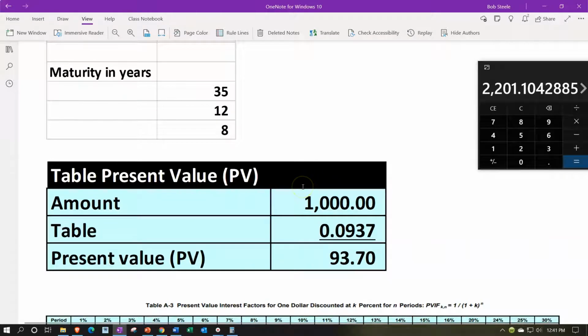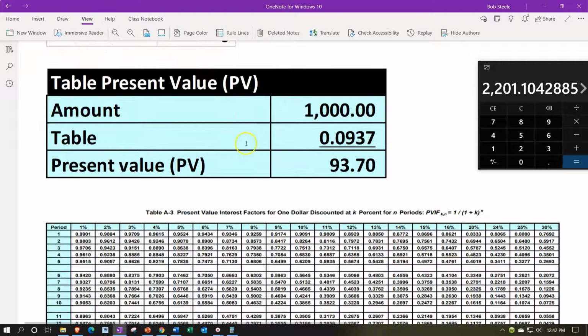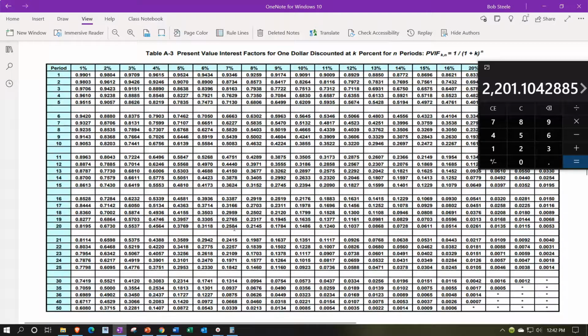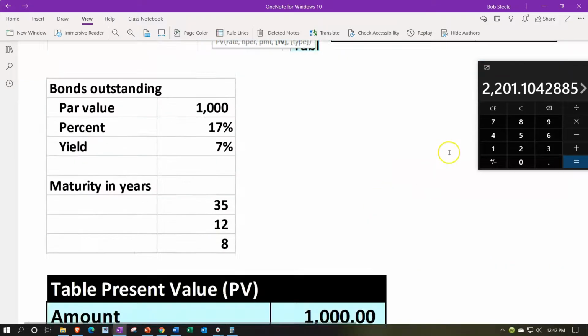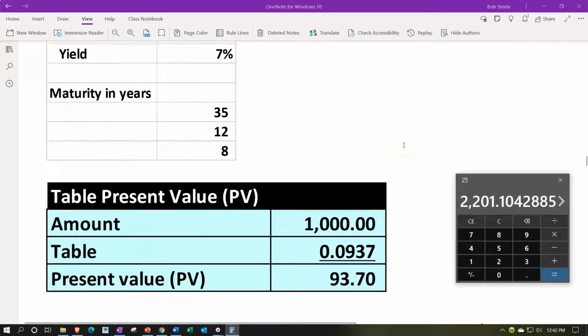Let's do it with the tables. That's going to be the 1,000, picking up the proper tables this time, this being the present value of 1, not an annuity. 7% at 35, 7 and 35. So we're looking 7%, 35 on the periods. That's going to be down here. That's going to be the 0.0937. So there's the 0.0937 times the 1,000 gives us the .0937, again, matching out to the .0937, or it's a little bit different than the .9366 due to rounding. So that's the first one.